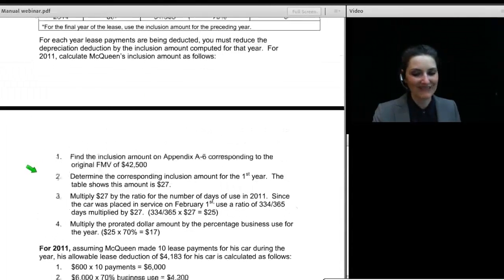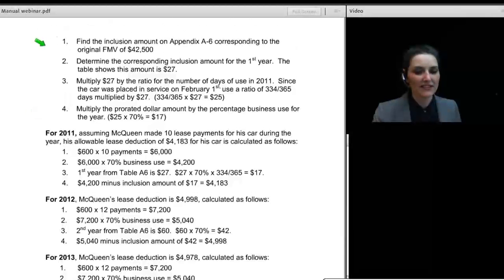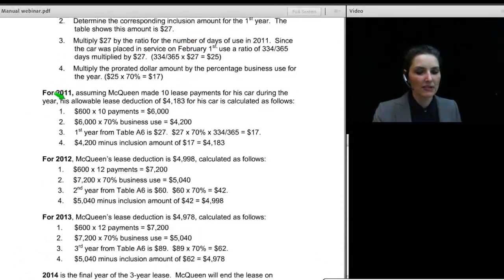Now, for each year of the lease, McQueen has to do a calculation to determine his inclusion amount. And here's how it works. Firstly, he finds the inclusion amount on the appendix, which we've already done. And for the first year, we show that it's going to be $27. We multiply 27 by the ratio for the number of days it was used in the business, and that gives us $25. Then we multiply the prorated dollar amount by the percentage business use, and we get $17.